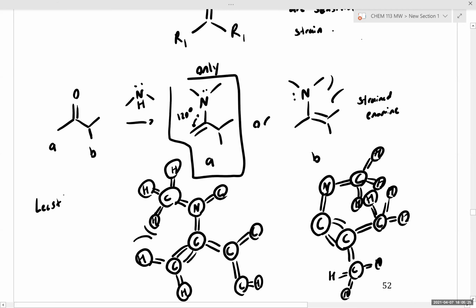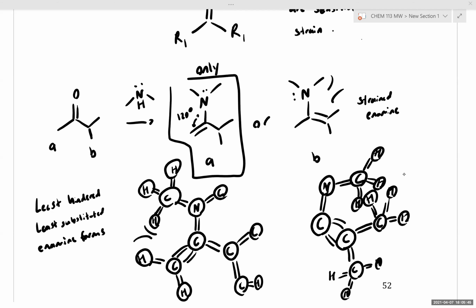The least hindered, least substituted enamine forms. Now, the reason why this occurs, for those who are curious, and I'll talk about it now, stems from the fact that when we have this orbital overlap, right? This is our orbital overlap associated with this conjugated system, right?